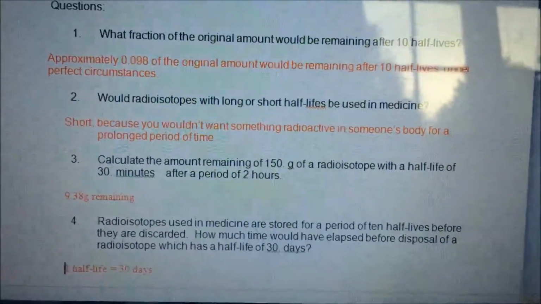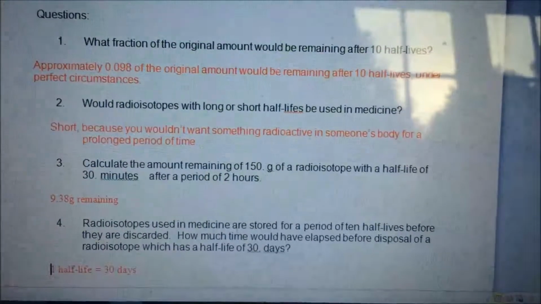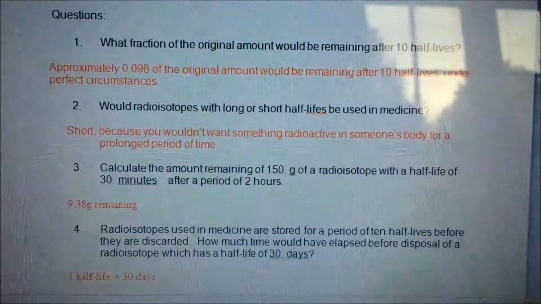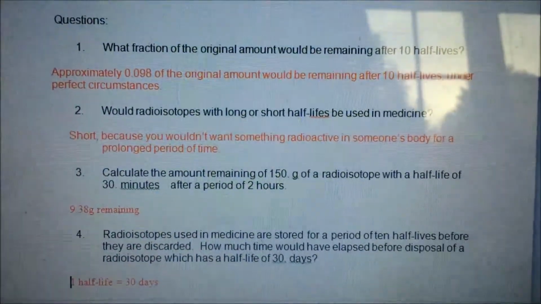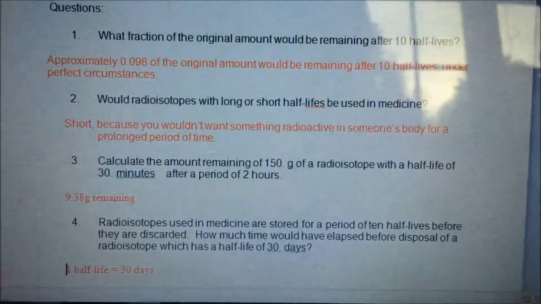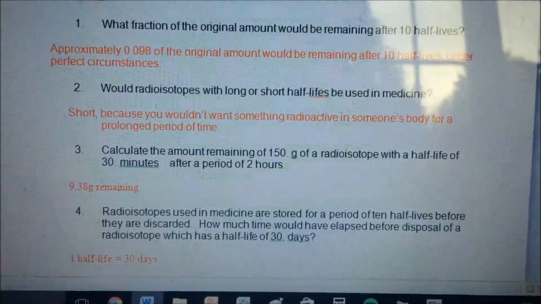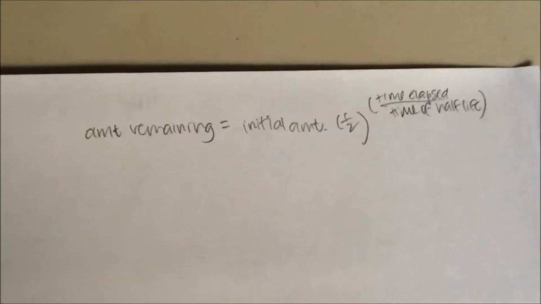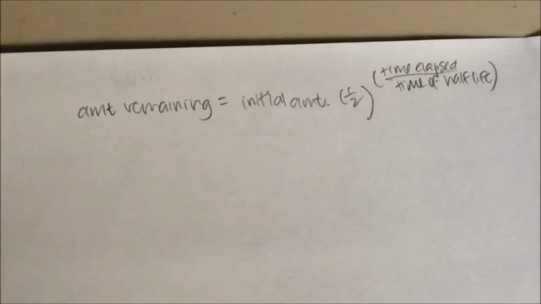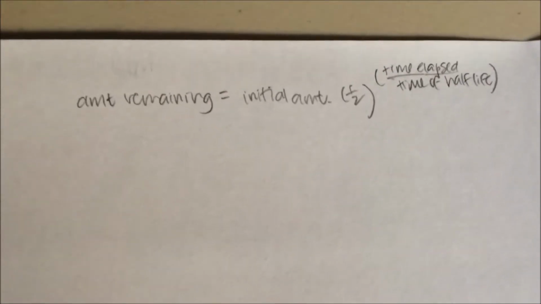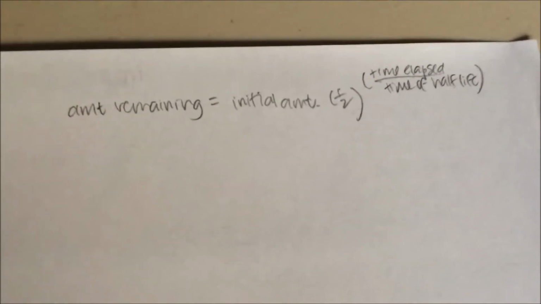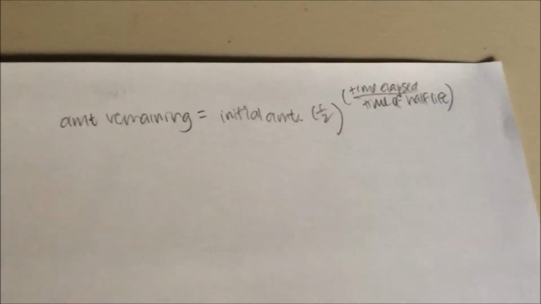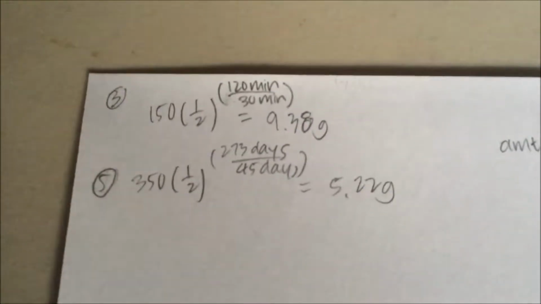And short half-lives of radioisotopes would be used in medicine because you wouldn't want something radioactive in someone's body for a prolonged period of time, so as short as possible. And for number 3, to calculate, I got 9.38 grams remaining, and I just used this formula I learned from Honors Chem, and it's amount remaining equals initial amount times 1/2 to the power of time elapsed divided by the time of the half-life. And these are my calculations.